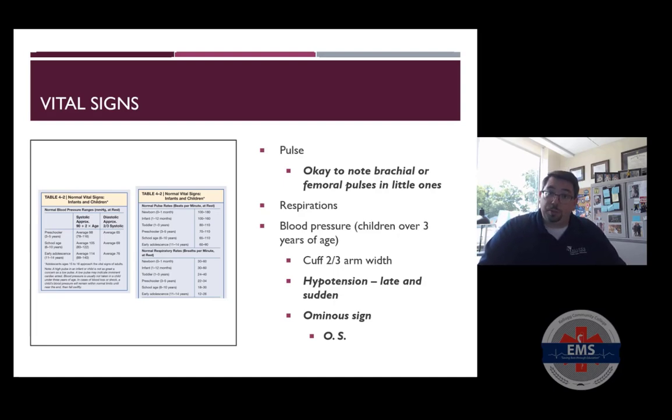We also need to make sure the cuff is appropriately sized. It needs to be at least 2/3 the arm width. And then hypotension can be late and oftentimes sudden. And we're also looking for ominous signs of failure. Those can be things like drop in respiratory rate or drop in heart rate as well.